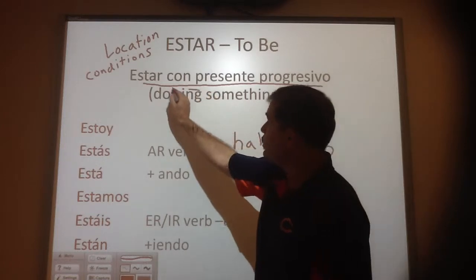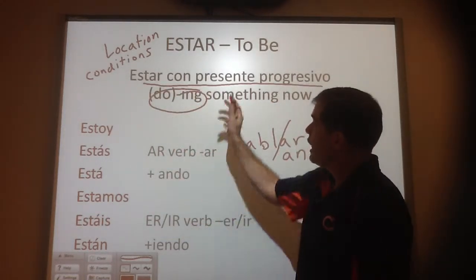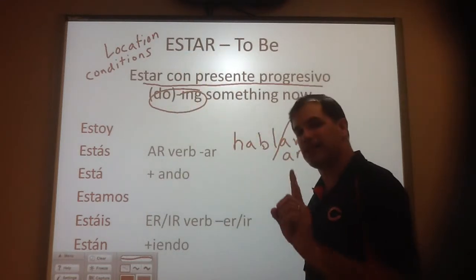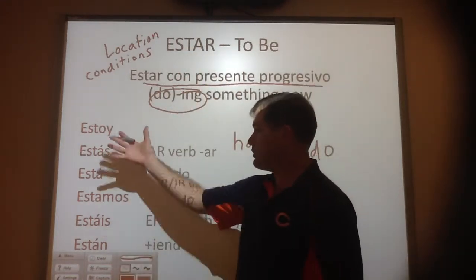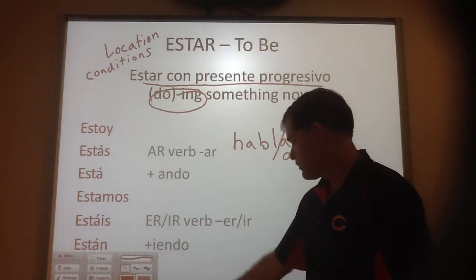So, it's the direct equivalent to English ing form that's something going on right now. And we always use ESTAR instead of SER to say that somebody is doing something right now. Use ESTAR and not SER. Okay?